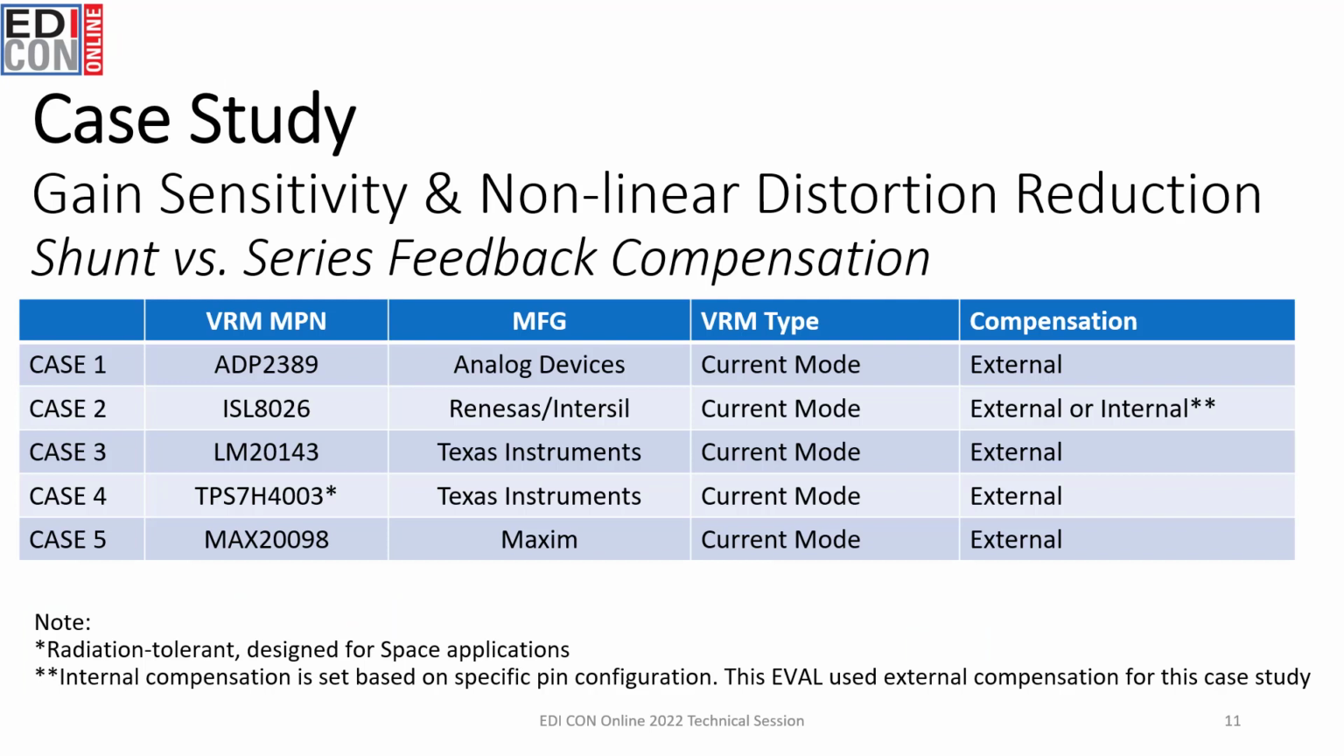Now, to prove what we just said, let's look at our case study results across 5 VRMs from 4 different manufacturers. That includes ADI, Intersil, Texas Instruments, and Maxim. In this first part of the case study, we will show the differences in gain sensitivity and nonlinear distortion reduction by using a shunt and comparing it to a series compensation network.